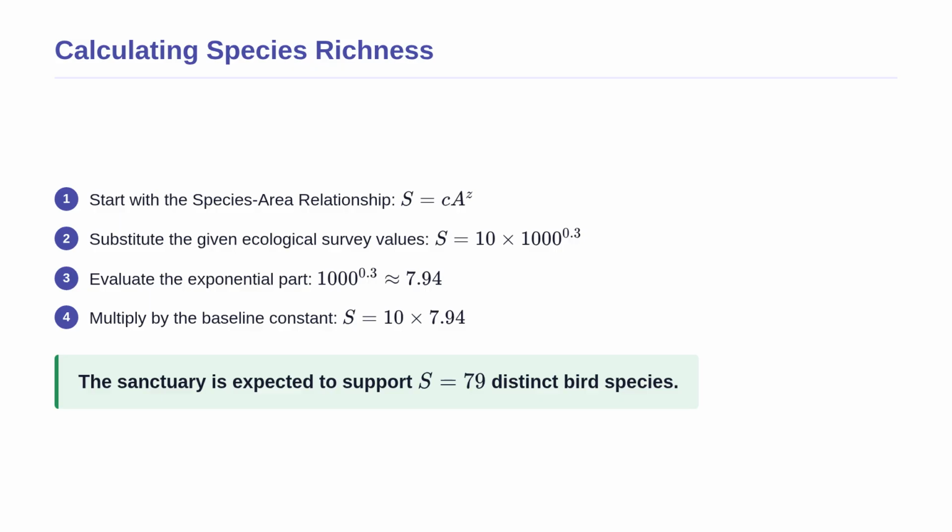Next, we evaluate the exponential part. 1,000 raised to the power of 0.3 is approximately 7.94. Multiplying our baseline constant of 10 by this area multiplier gives us 79.4. Since we can't have a fraction of a bird, we round to the nearest whole number. The sanctuary will support approximately 79 distinct bird species.